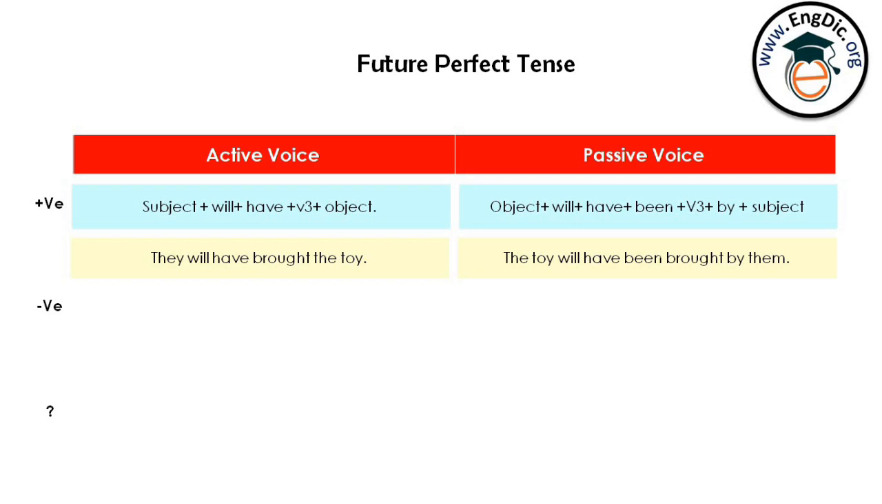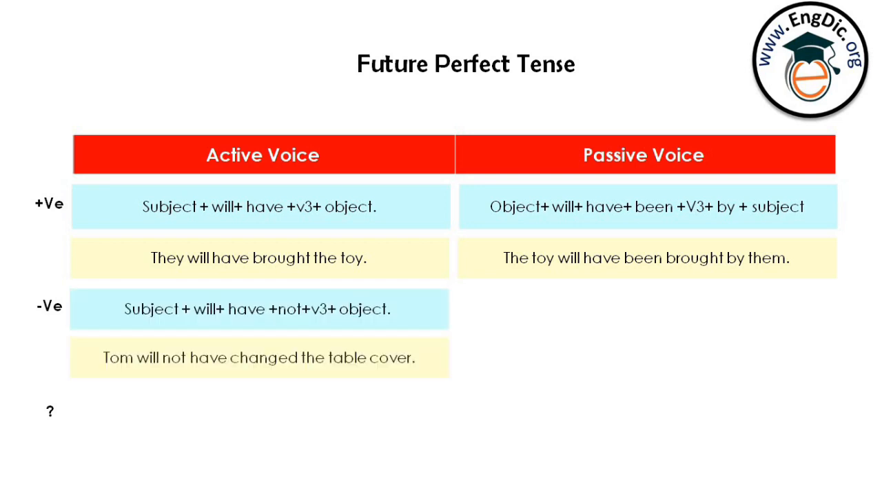Formation of negative sentence is we have to put subject, then will not have, third form of verb, and then the object. For example, Tom will not have changed the table cover. First we have put the subject Tom, and then will, and then not, then have, third form of verb is changed, and then the object, the table cover.